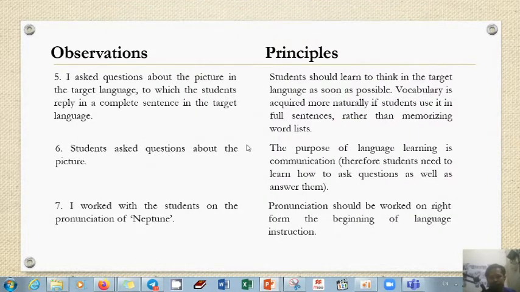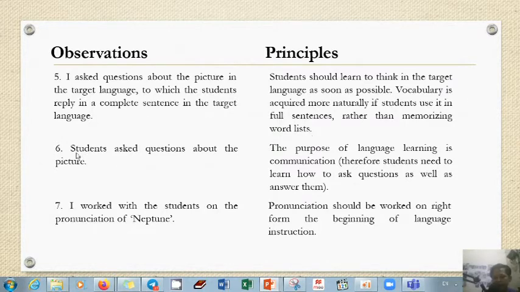And number five, I ask question about the picture in the target language, to which the student reply a complete sentence with target language. I want them to answer with the full sentences, not only say yes. We can say, yes, we are looking at the Earth, something like that. So students should learn to think in the target language as soon as possible. Vocabulary is acquired more naturally. I want them to say the full answer because I want to know if they say the vocabulary pronunciation correctly, or use the vocabulary correctly, rather than memorizing the word list.